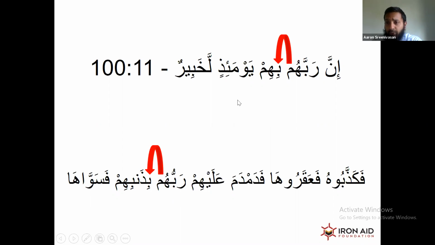So 2 examples we have here. We have meme sakin followed by the letter ba, which belongs to the rule ikhfa shafawi. Ikhfa shafawi, which means that we are going to hide this meme and we're going to pronounce it with ghunna, which is why it is rabbahum bihim. How are we hiding it?